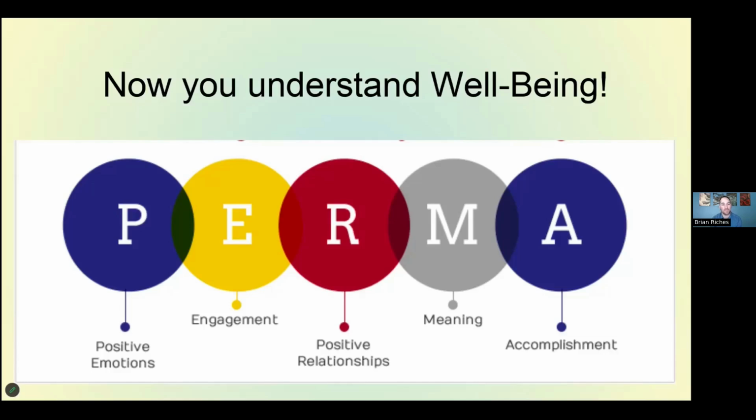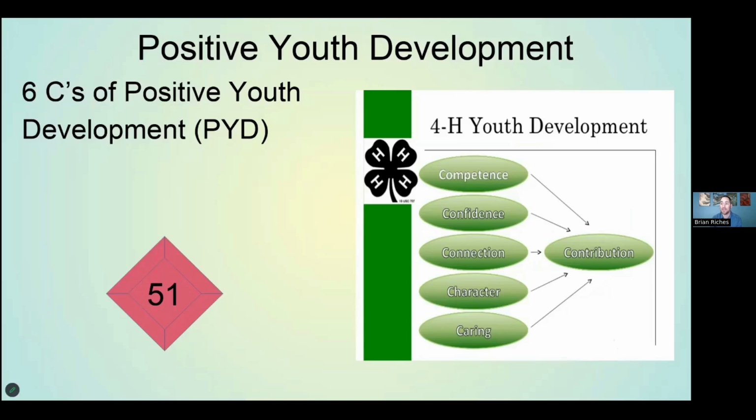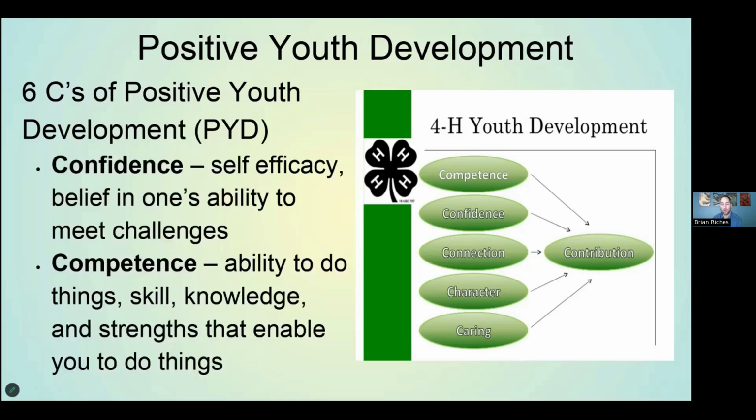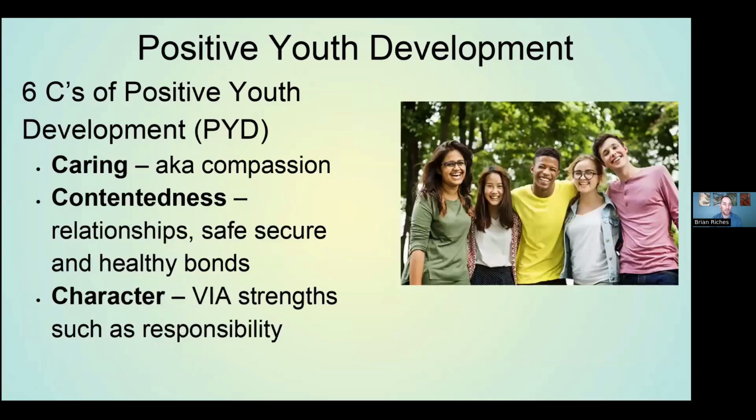All right, and last thing in positive psychology I wanted to talk about is positive youth development. So these are the 6 C's of positive youth development. It's easy to get them confused with each other, but confidence, this goes back to that self-efficacy we were just talking about, a belief that you can meet challenges. Also competence. So competence, knowing that you have skills, that can be also your character strengths that enable you to do things.